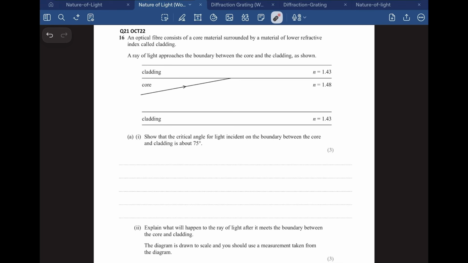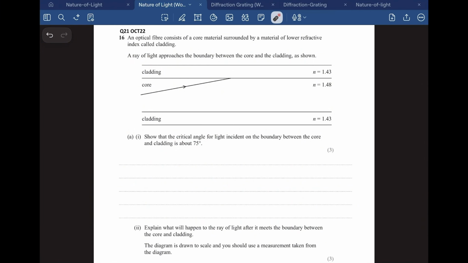All right guys, so now let's solve question number 16 from October 2022. It says an optical fiber consists of a core material surrounded by a material of lower refractive index. So the core material is surrounded by a cladding which has a lower refractive index than the core. A ray of light approaches the boundary between the core and the cladding as shown. Show that the critical angle for light incident on the boundary between the core and cladding is 75 degrees.